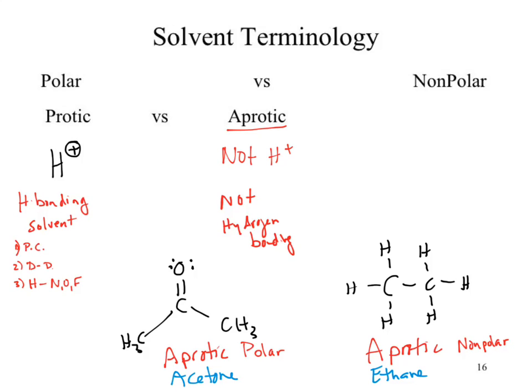There is no choice. Which is why when you take a look at the definitions of how I've organized them, we have polar and nonpolar at extremes, and protic definitely has to be polar. Aprotic is centered somewhere in the middle, because aprotic can be both polar or nonpolar. Make sense?